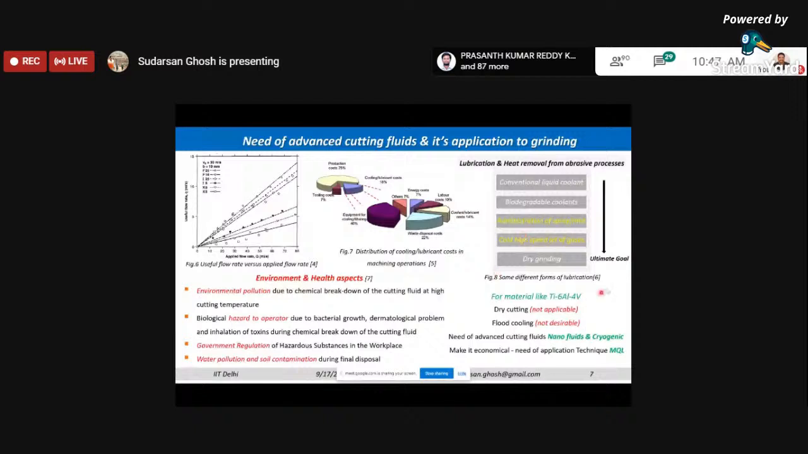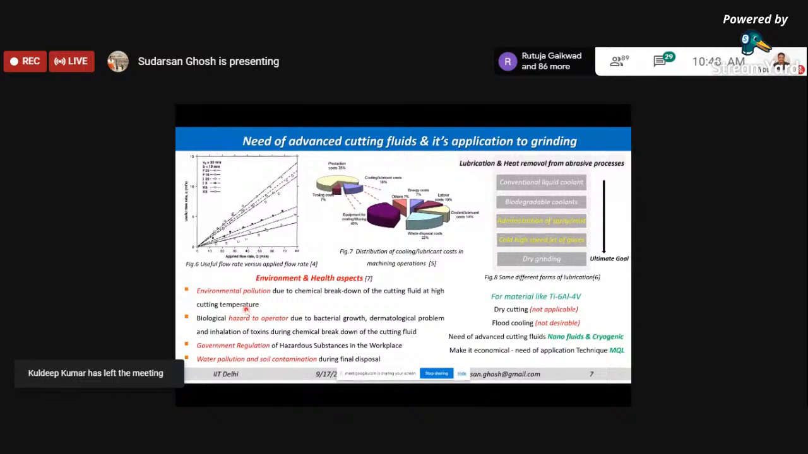So this is what we are calling the minimum quantity lubrication technique. In the minimum quantity lubrication technique, we can use the conventional metalworking fluids, but as we have discussed previously, the conventional metalworking fluids have a lot of issues, both environmental as well as health aspects. These are the issues with these conventional fluids.